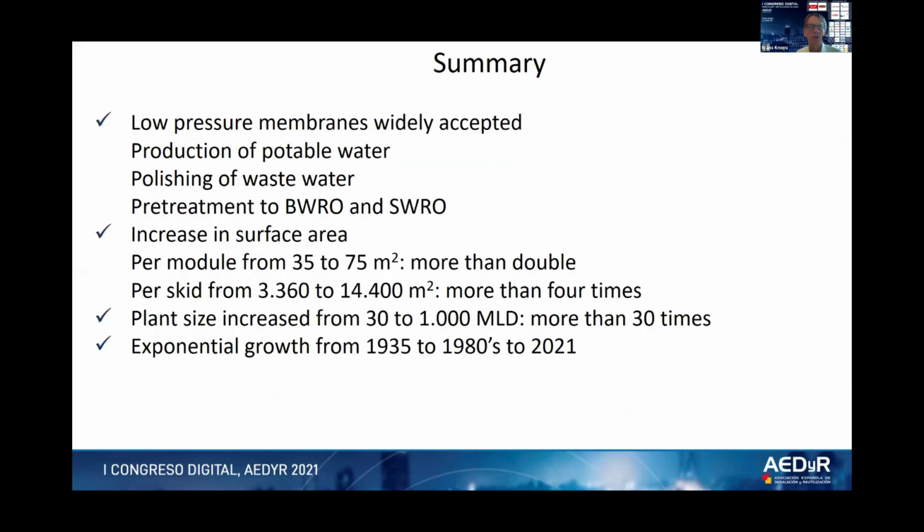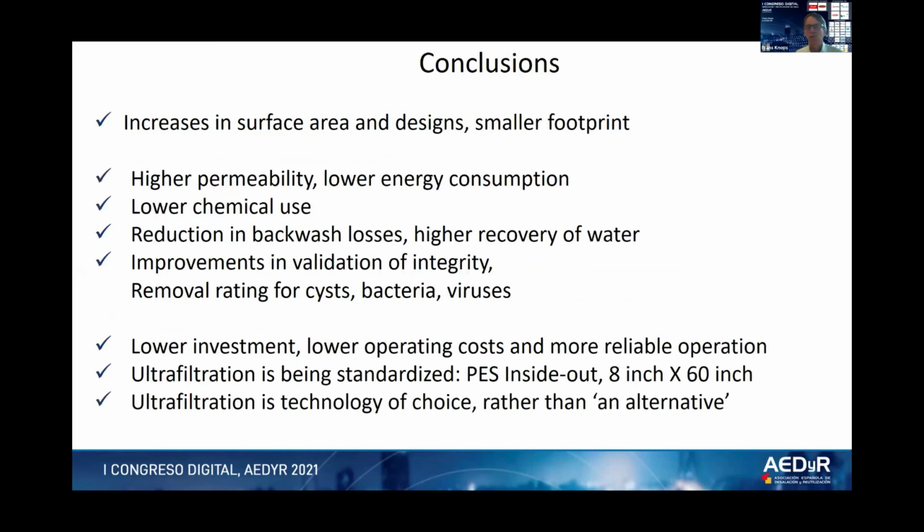So this brings us to the summary. We now see that it took us 50 years to get low pressure membranes accepted in large-scale water treatment applications like potable water, pre-treatment to seawater, polishing of wastewater. Over the last 25, 30 years, it went very quickly from relatively small plants for leading companies that wanted to be the first users of these plants. Now it's more or less accepted industry-wide with very large plants up to 1,000 cubic meters per day, showing exponential growth, coming to the conclusion, smaller footprints, reduction in water losses.